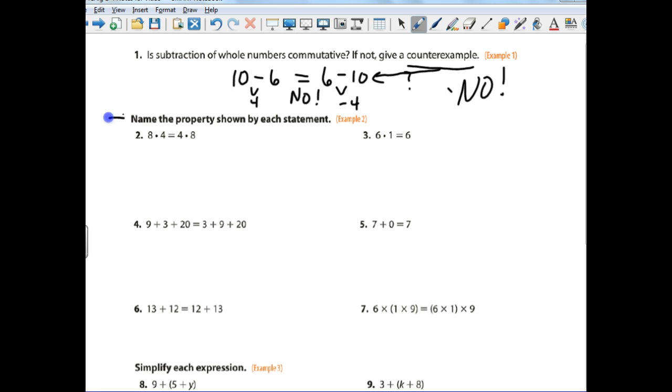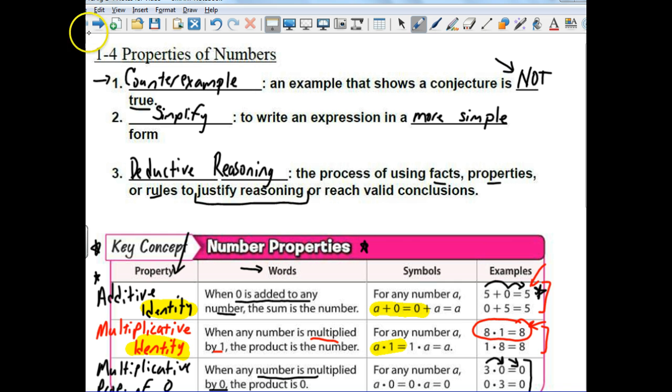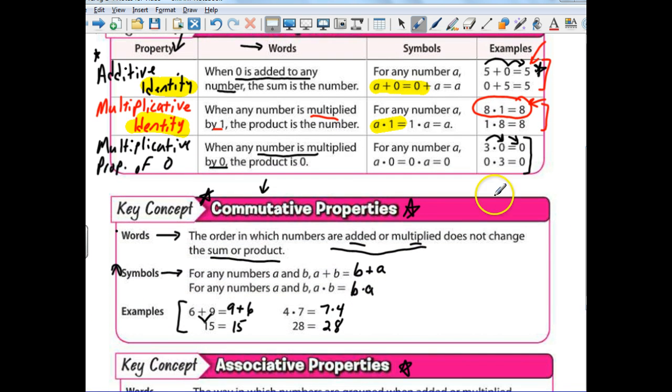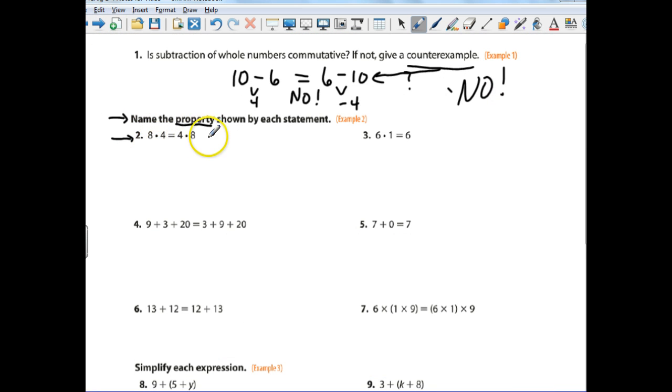Now, on this section, it says, name the property for each statement. And look what we have. 8 times 4 equals 4 times 8. So all they want you to do is glance back in your notes and tell me which property that is that we had on this paper. And let's look back and see what happened. See how the order just changed from 8 times 4 here to 4 times 8 here. That's the commutative property. We can abbreviate that, and you can use x for multiplication.